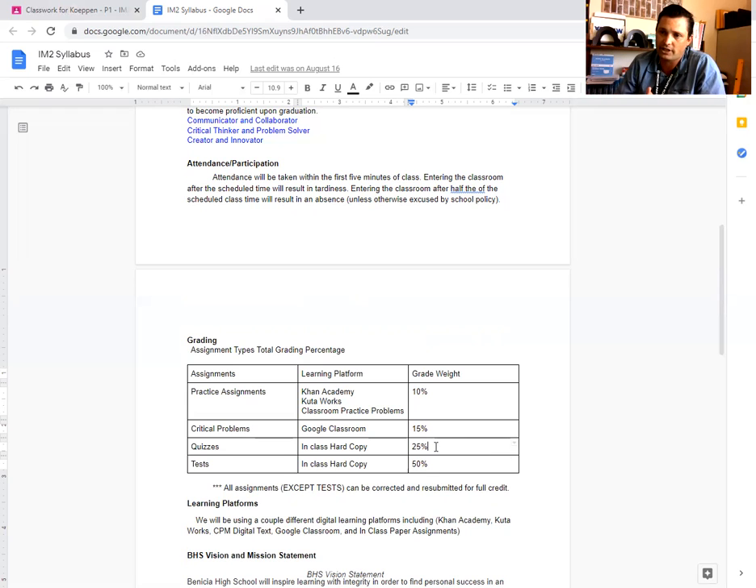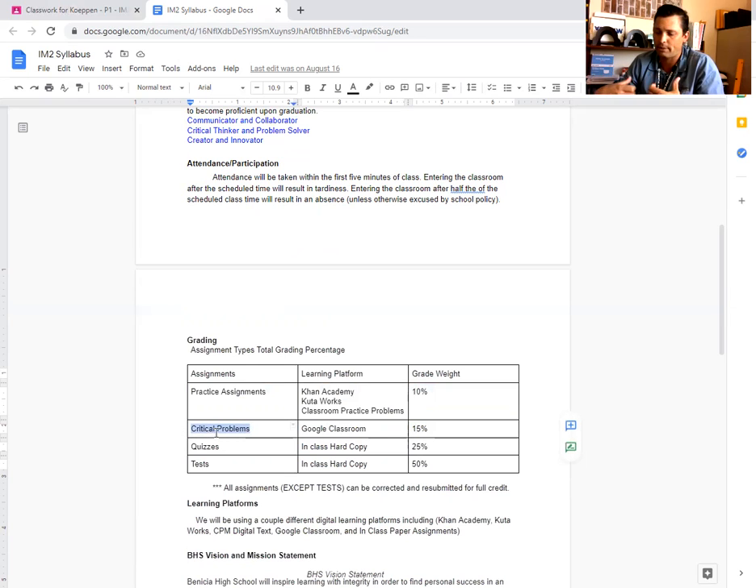For the other 50% of the grade, quizzes, critical problems, and practice assignments, if they do not get full points on those, they can always retry them and resubmit. Practice assignments are practice to proficient. I expect 70% or better to get full points, and students can redo those assignments as many times as they want on their own. Critical problems are always done in class.